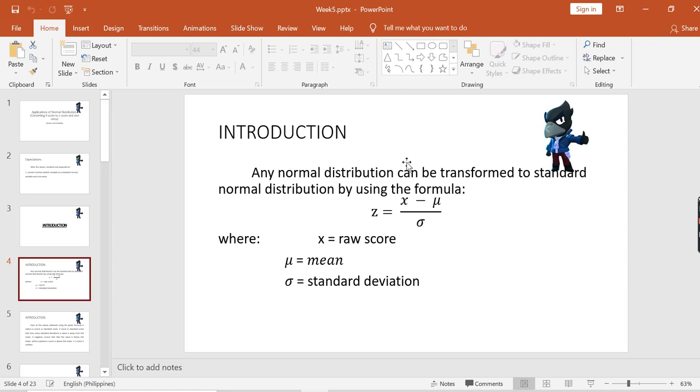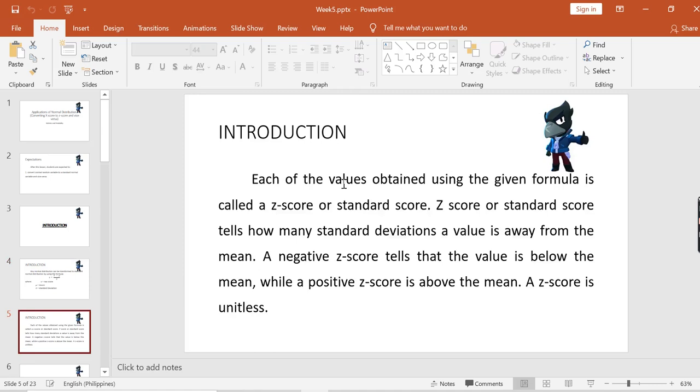Any normal distribution can be transformed to a standard normal distribution. How? By using this formula. Here, z is equal to x minus mean over standard deviation, where x refers to the raw score, mu refers to the mean, and sigma refers to the standard deviation. Each value obtained using the given formula is called a z-score or a standard score.